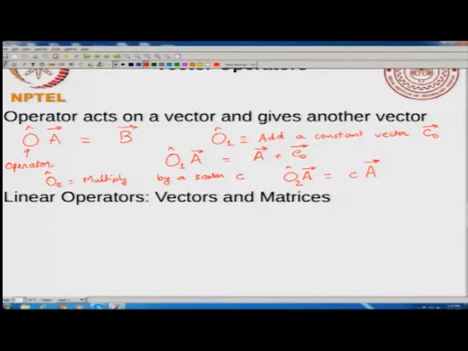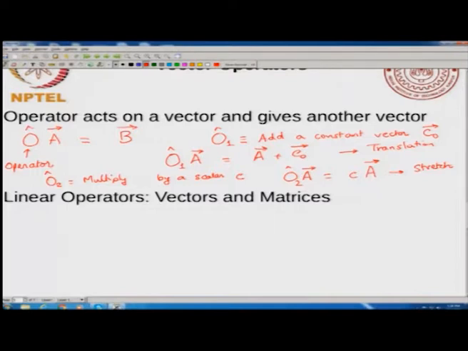So what you saw is an operator that adds a constant vector C0, and an operator that multiplies by a constant C. And just to inform you, this is a translation, and this is a stretch. So what do we mean by translation and stretch?